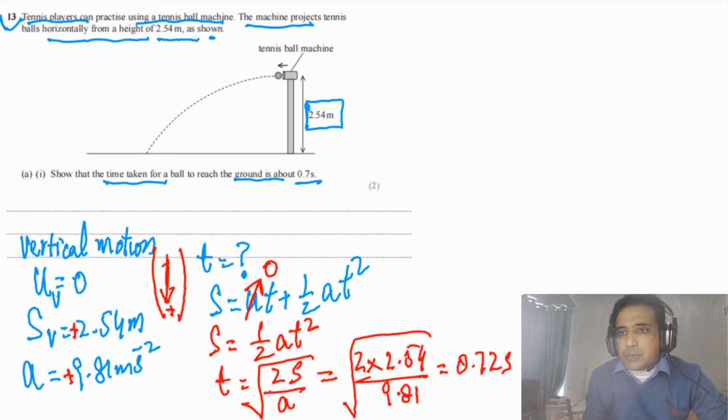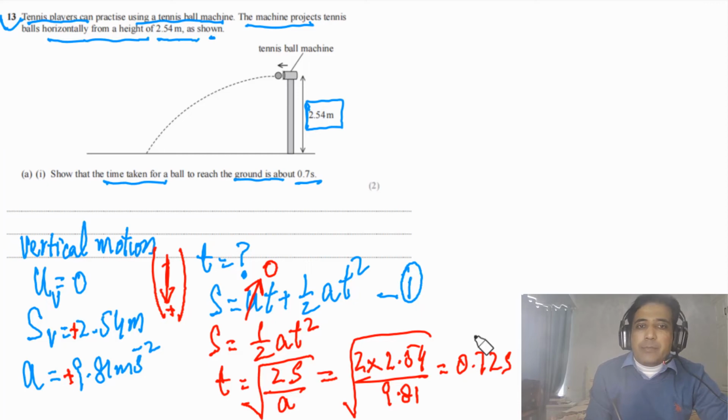This question has 2 marks. The first mark, if you have used this formula, you will get 1 mark. Then the second mark you will get if you have got the right answer.